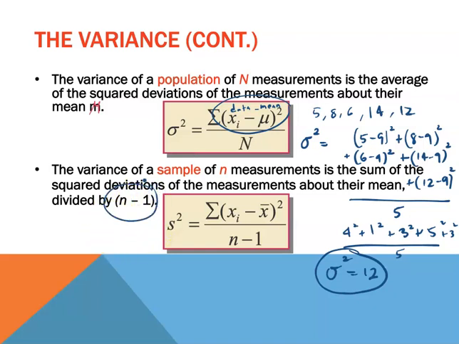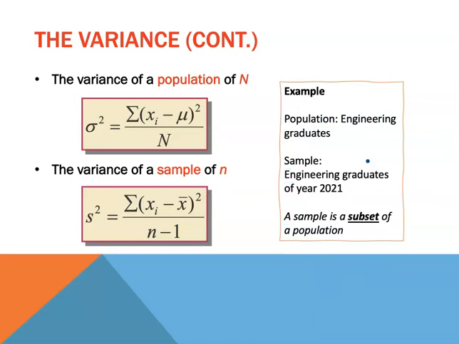Now why is it different? Why is it called S? And why do we have the n minus 1? If it's supposed to be the average, shouldn't it be just n? But here, the definition doesn't mention average. Okay, it just says divided by n minus 1. Okay, so before we get to why we have the n minus 1, I have to tell you what a sample is versus a population. So let's head on to that.